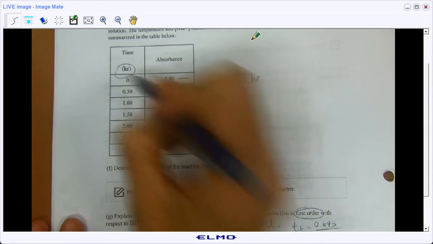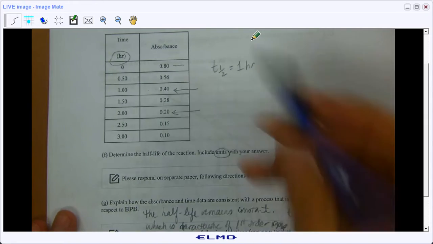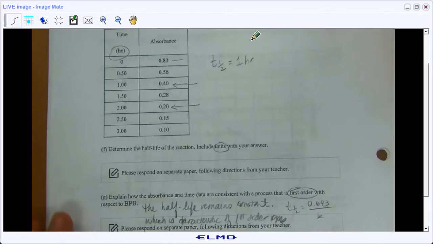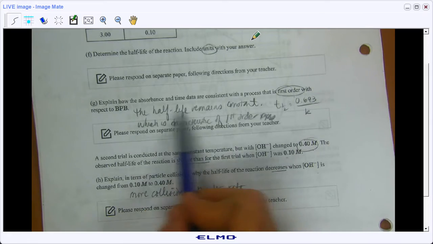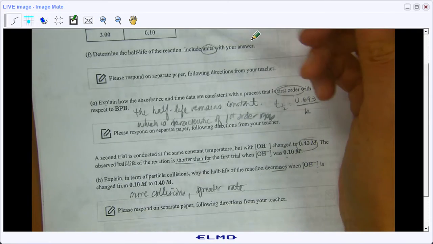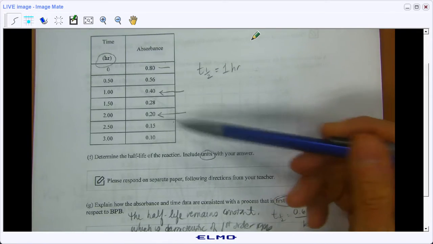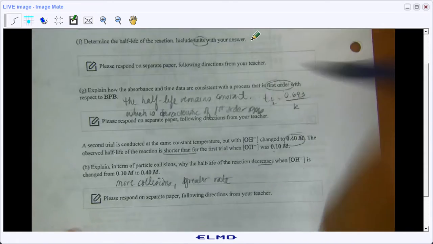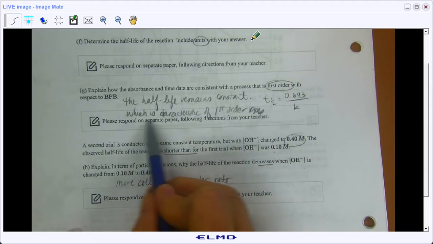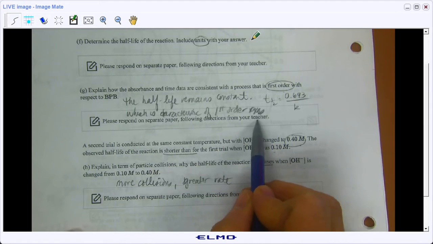So just look right there. There are your units. 1 hour. So how long does it take to cut in half? And explain how the absorbance and time data are consistent with a first order. The half-life remains constant. Look at your next half-life. From 0.4 to 0.2, it's another hour. And from 0.2 to 0.1, it's another hour. So the half-life remains constant, which is characteristic of a first order.